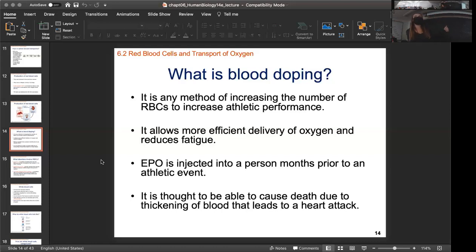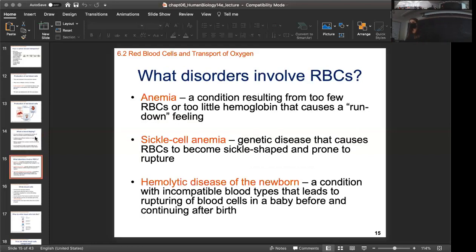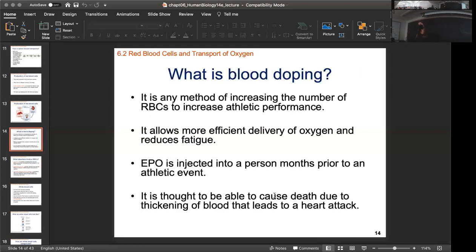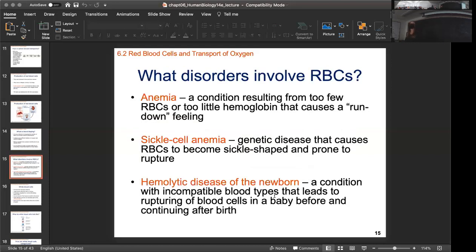So there's thickening of the blood, and it can lead to a heart attack because of that, because maybe the thickening could end up being a little bit more clotted. It can't get through some blood vessels as fast and things like that. So yes, this is illegal, I think, in all professional sports and amateur sports because of the risk of death. So whoever thought of it, in theory, probably a good idea, but in reality, not so much.